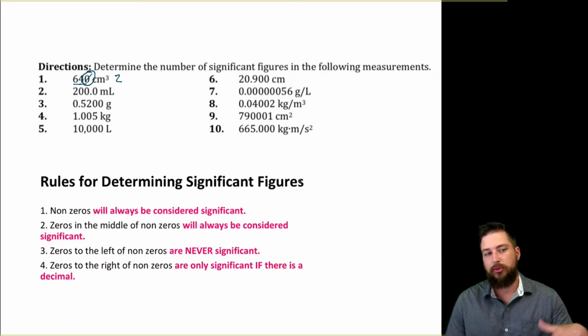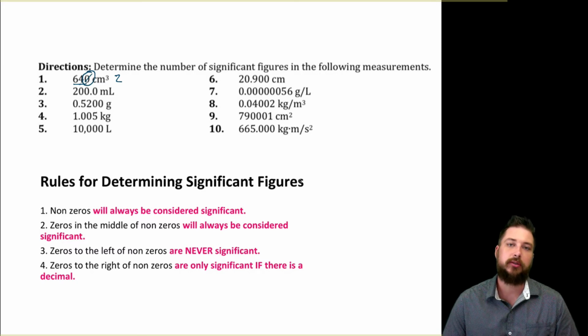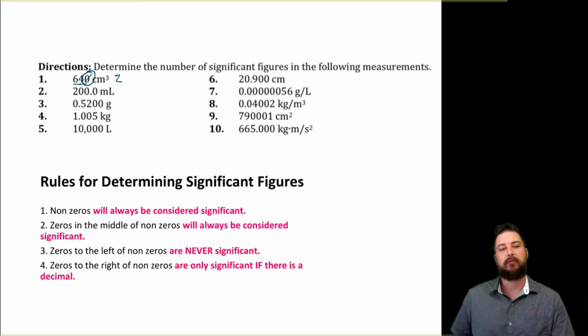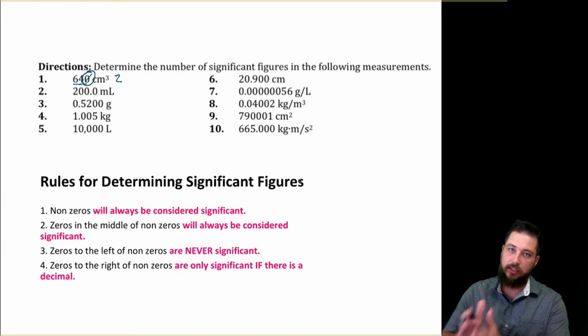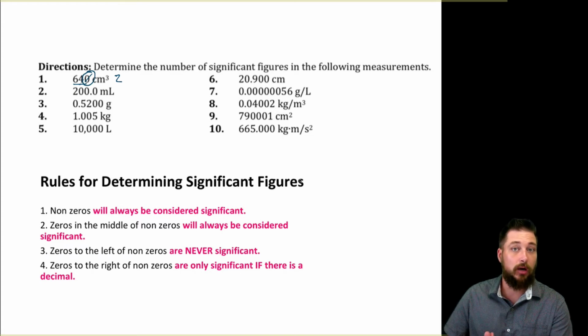And I just want to state again why that 0 is not significant. The reason why that 0 is not significant is because whatever was used to make that measurement cannot, with enough accuracy, measure to that ones place. And so again, it has to do with whatever you're using to measure something.